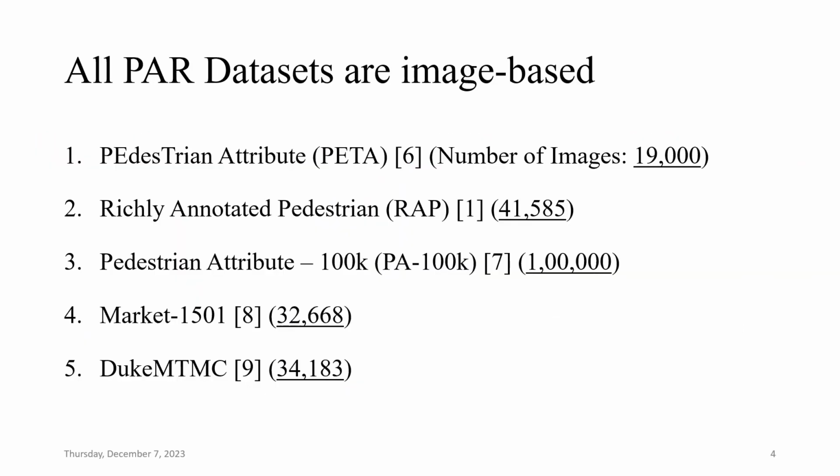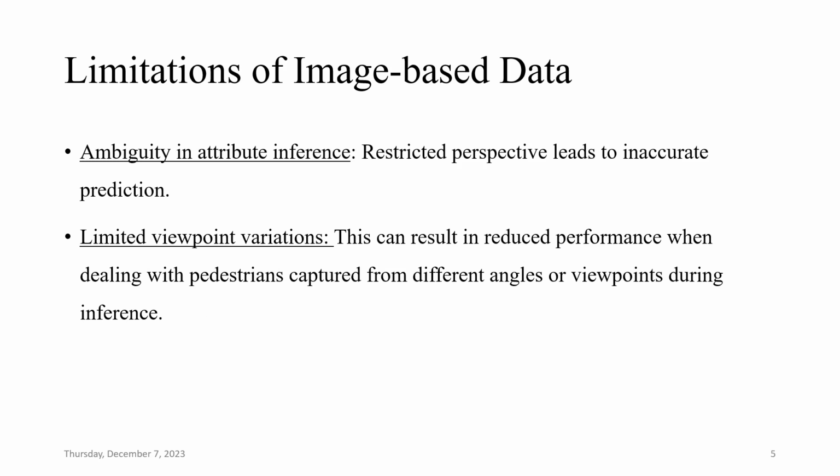These are existing datasets available for attribute studies. As you can see, RAP, that is Richly Annotated Pedestrian, and PA100K are the large-scale datasets, while other datasets comprise adequate samples. After datasets, we here discuss the critical limitations of approaches.